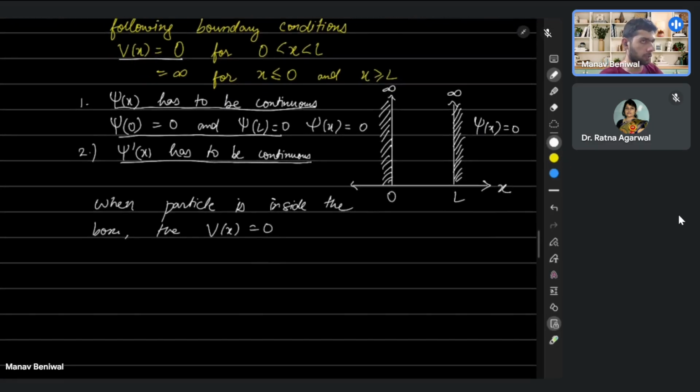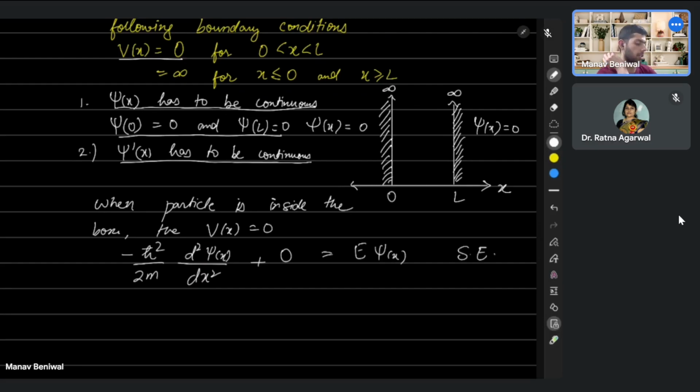So the Schrodinger equation, which is minus h cut squared over 2m d2 psi over dx squared. So this is the kinetic energy term, and potential energy is simply 0. So this is equal to E psi. This is the Schrodinger's equation. Okay. Now here E is the energy of the particle.